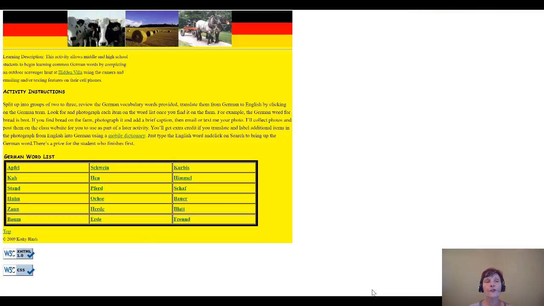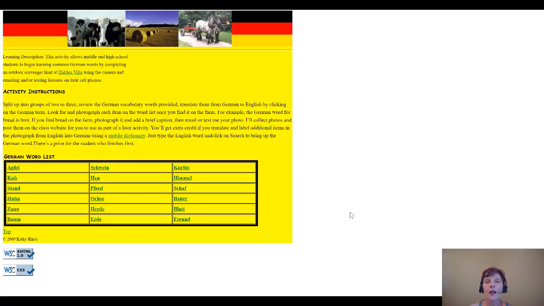Here are some examples of networking and collaboration from my M-Learning, which was a field trip to a farm. First example is a beginning German group, which I split into two. I also split a group of beginning German students into two or three and listed vocabulary words here.